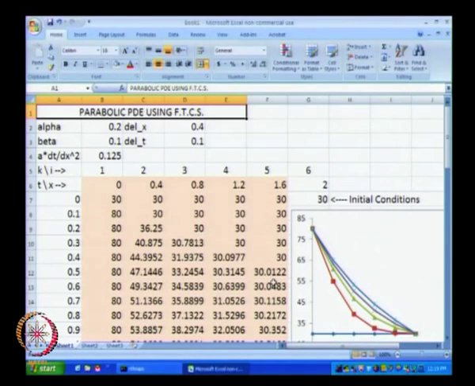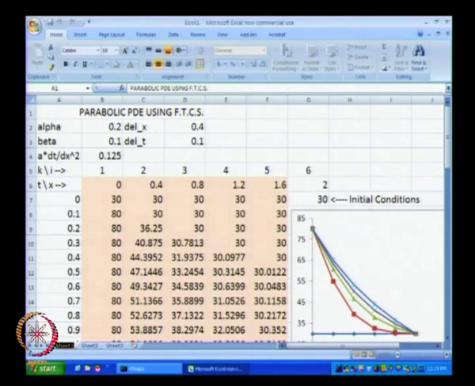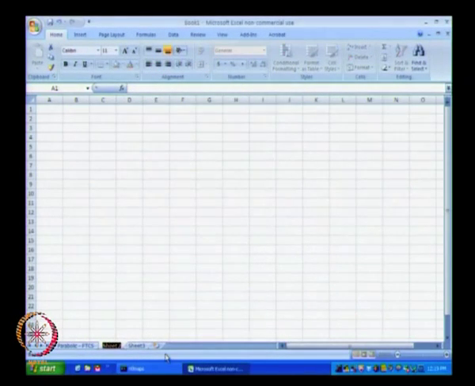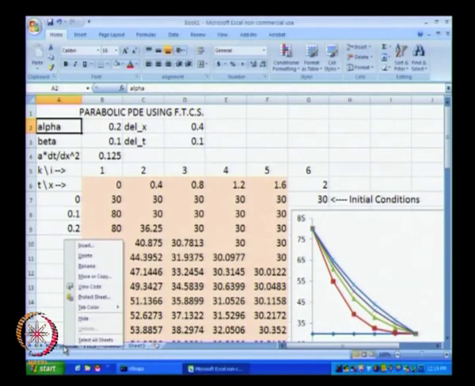The next method is going to be basically backward in time, central in space, which is a fully implicit method, and the third method that we had talked about was the Crank-Nicolson method, which is an implicit method, but it is second order accurate in time. Okay. So, those were the methods that we talked about for parabolic PDEs. I will just rename this particular sheet as parabolic and FTCS.